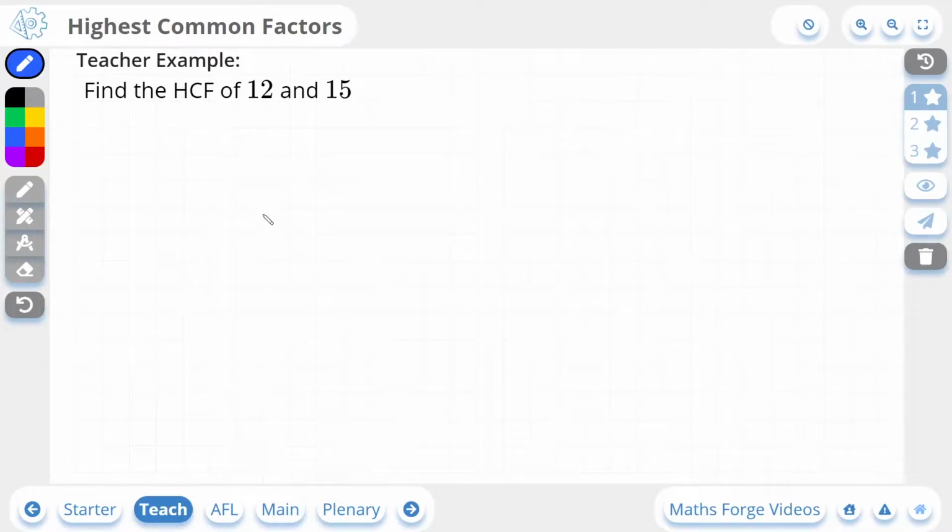Let's take a look at the 1-star example. Here we're being asked to find the HCF, or the highest common factor, of 12 and 15. How we approach this is using prime factor trees, and if you don't know how to do prime factor trees, check out the lesson on prime factorization.